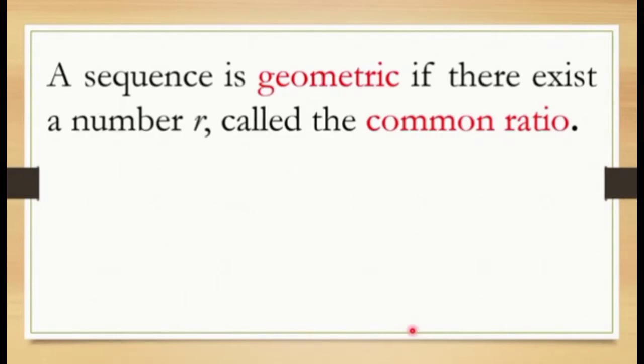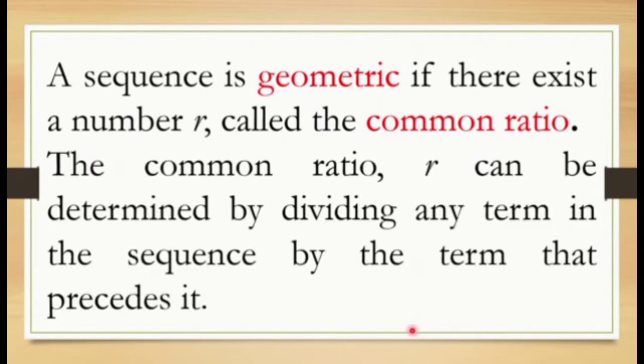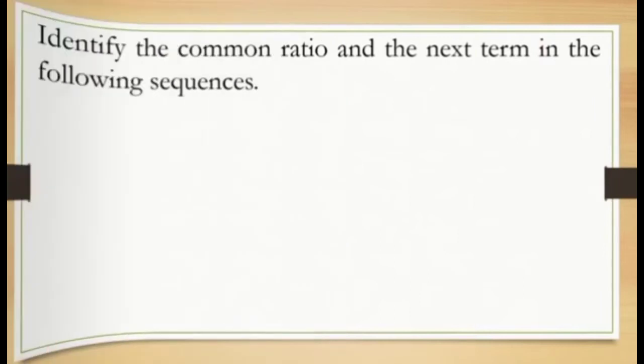A sequence is geometric if there exists a number r called the common ratio. We represent the common ratio with the small letter r. The common ratio r can be determined by dividing any term in the sequence by the term that precedes it. Okay, let's have an example.